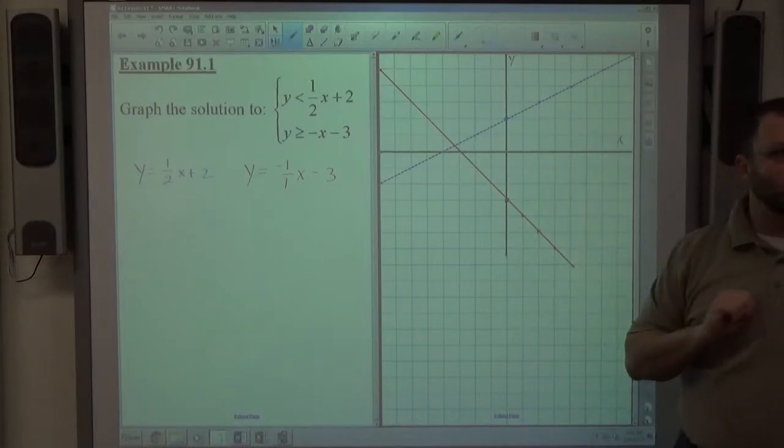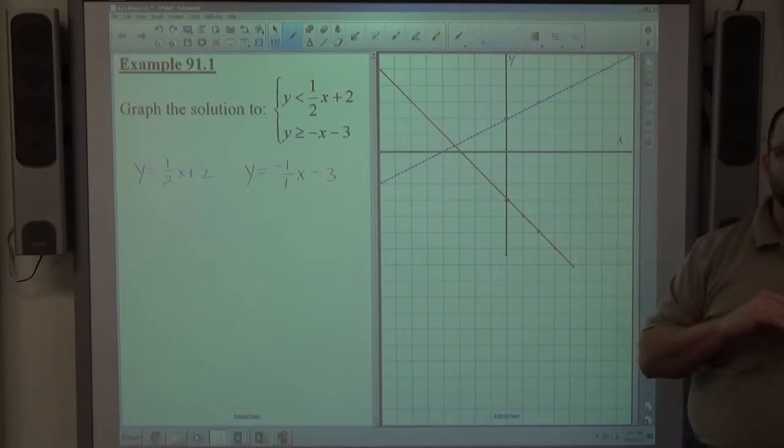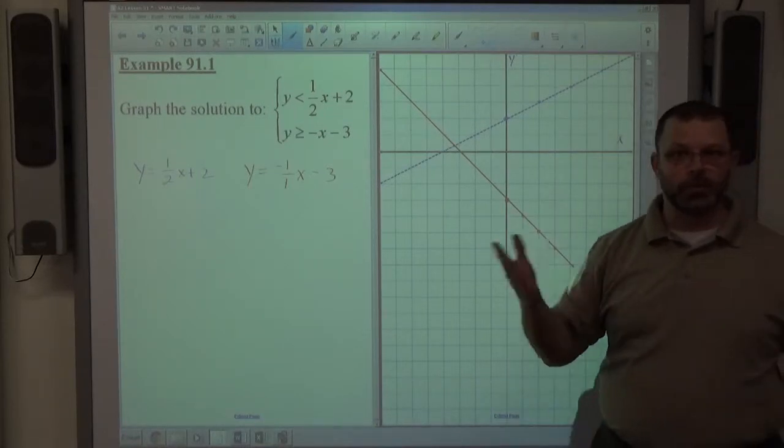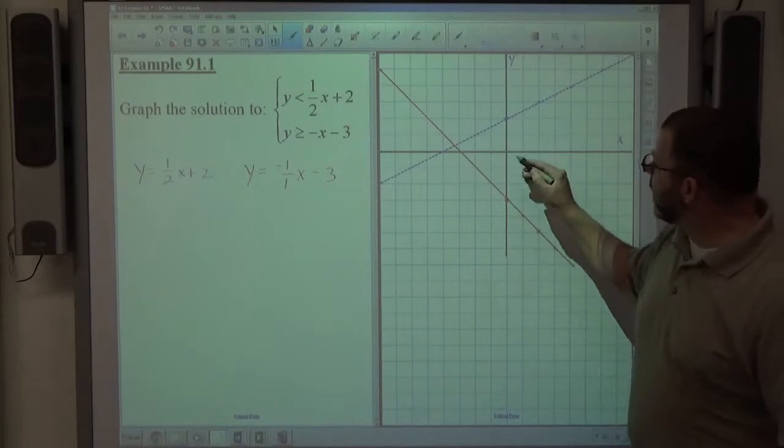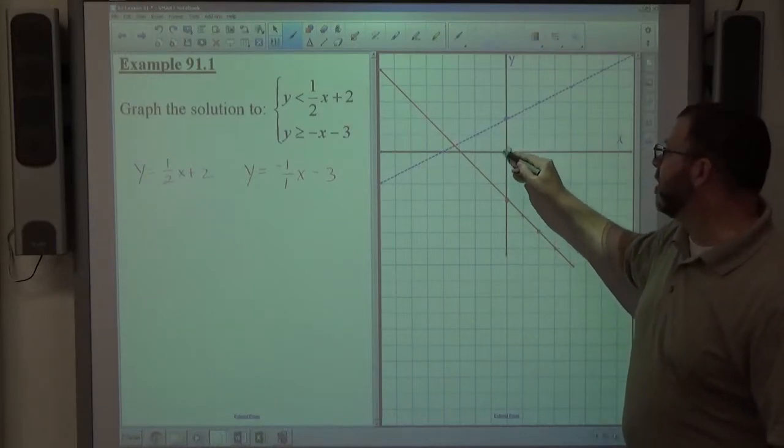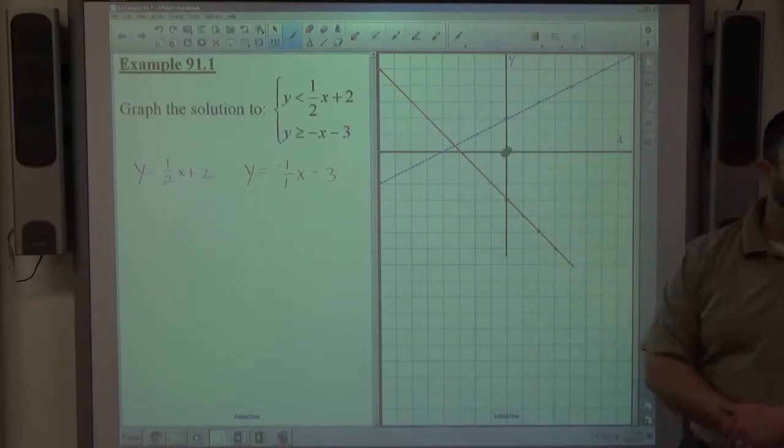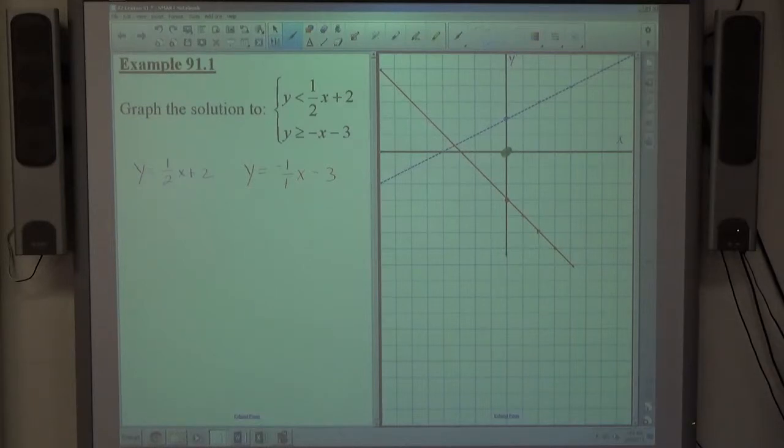One of those regions is true for both equations. Two of those regions are true for one of the two, but not the other. And one's not true for either one. All right, what I'm looking for is one where it's true for both. So if I pick a test point, again, the one requirement of a test point is it does not lie on the lines. There's my test point, 0, 0.